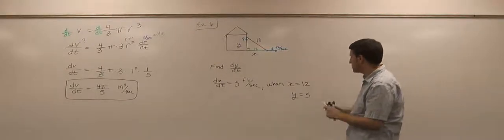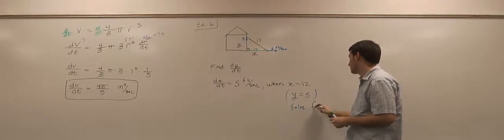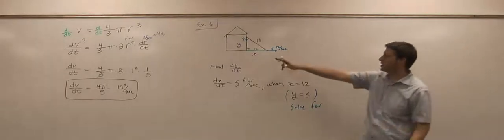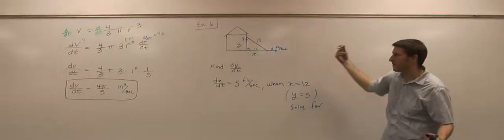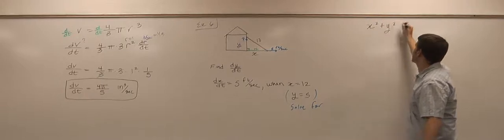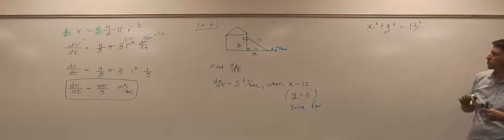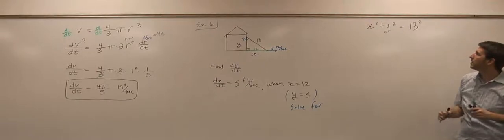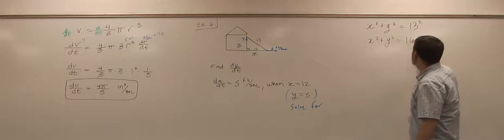So this is all my information. This you would have to solve for using the Pythagorean theorem. Because I know forever and always in this problem, x squared plus y squared equals 13 squared. That's my formula. That's what I'm going to have to derive. So x squared plus y squared equals 169.